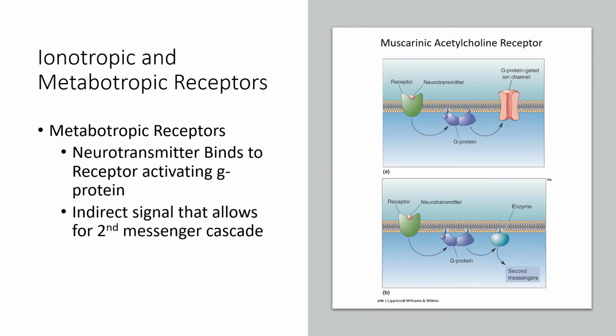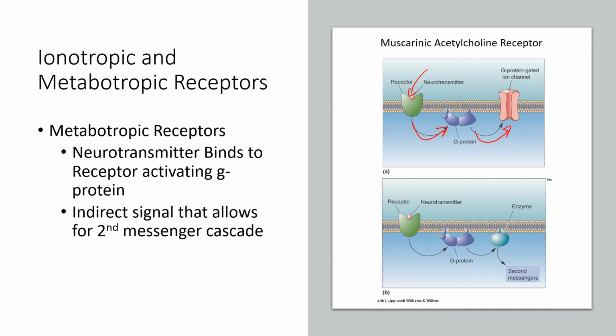Then we also have the metabotropic receptors. These are ones where a neurotransmitter binds the receptor and activates some kind of G protein coupled cascade. It could be a second messenger cascade that gets activated, or that G protein might directly activate some ion channels. So you see we have our two options here. The neurotransmitter comes in and binds, activates the G protein, and that G protein activates an ion channel. So it's a G protein gated ion channel.